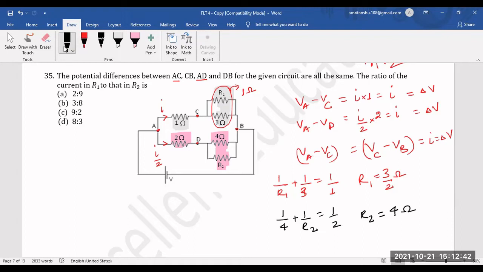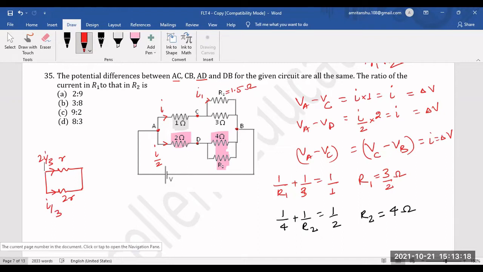Now, here the current was I, here it is 3. And now I know R1 is 1.5 ohms. Now when you use the voltage division method, the current that goes here, I1, you can just see it here. If this is R, this is 2R, so the current that goes here is 2I by 3, and the current that goes here is I by 3, so you can see the potential difference is equal for this value of current.